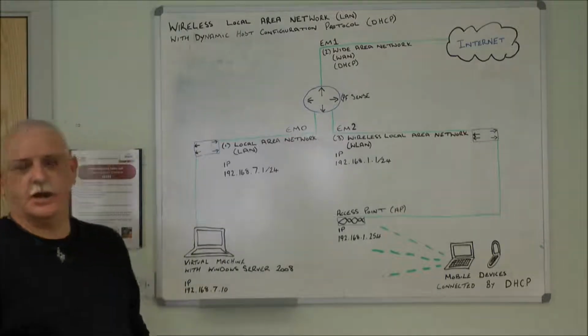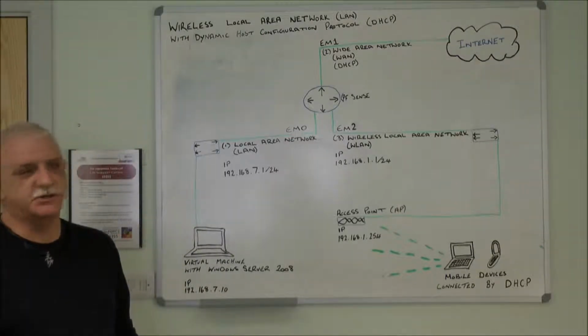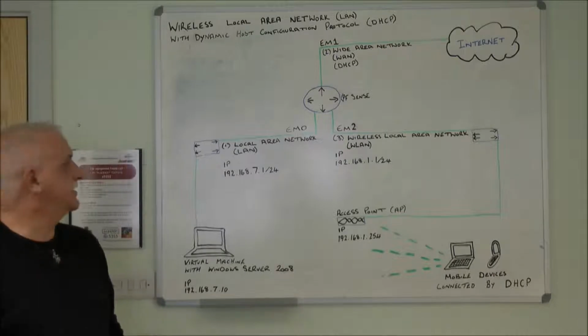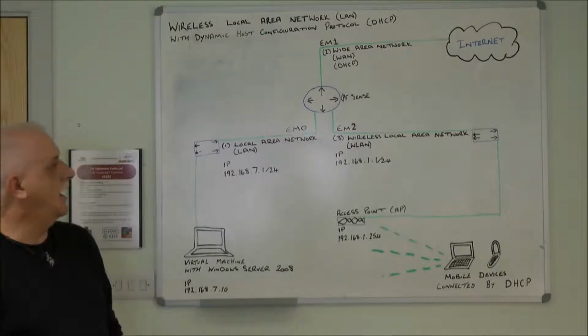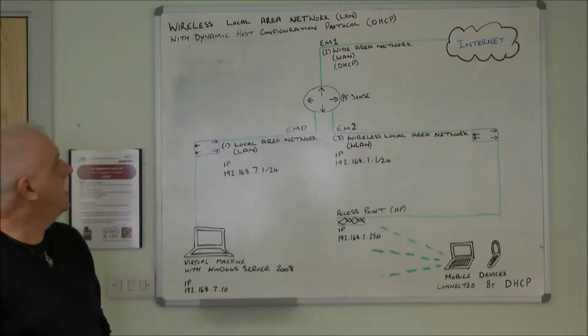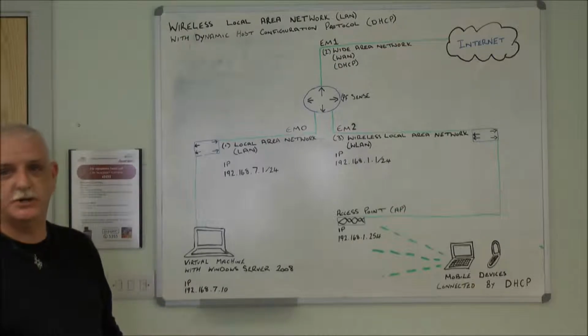We're here to discuss and talk about the network that we have designed. As you can see on the board, this is our network design, which is a wireless area network with DHCP.